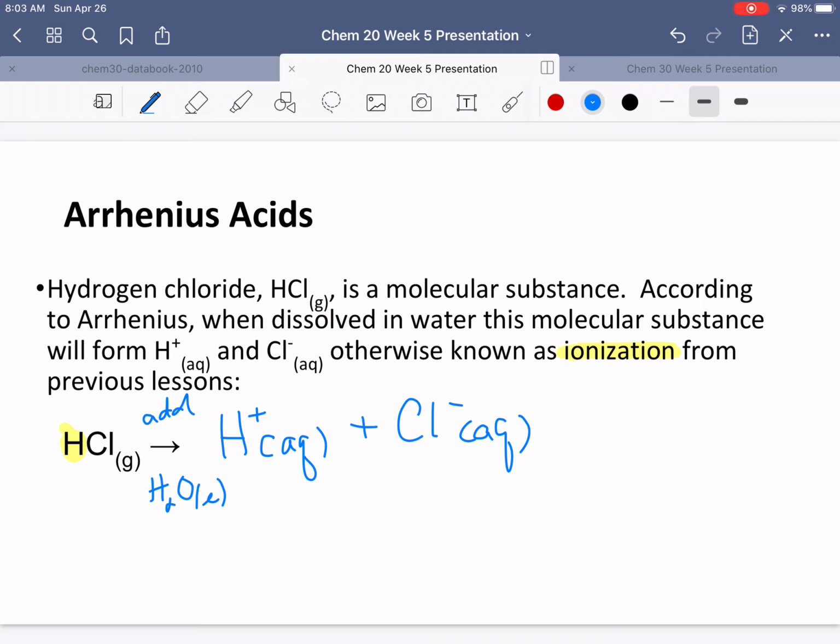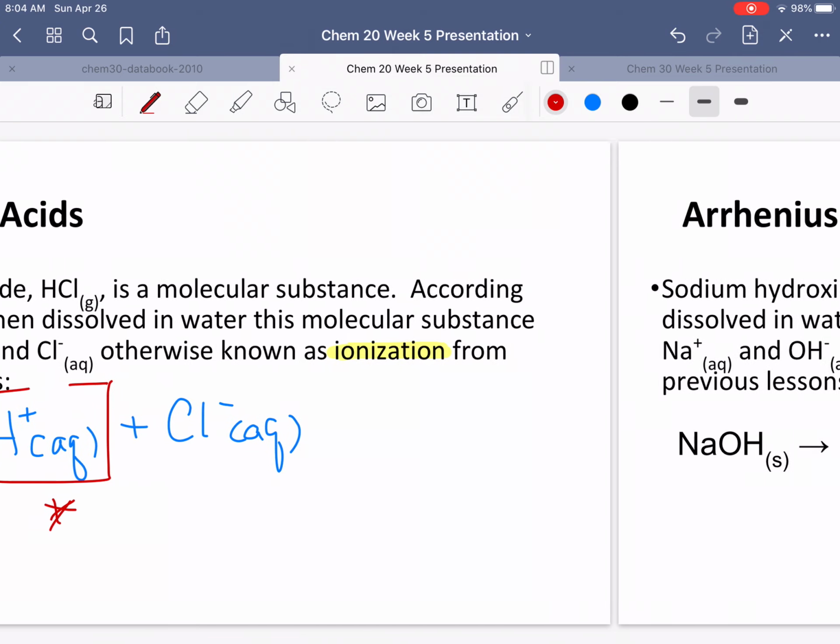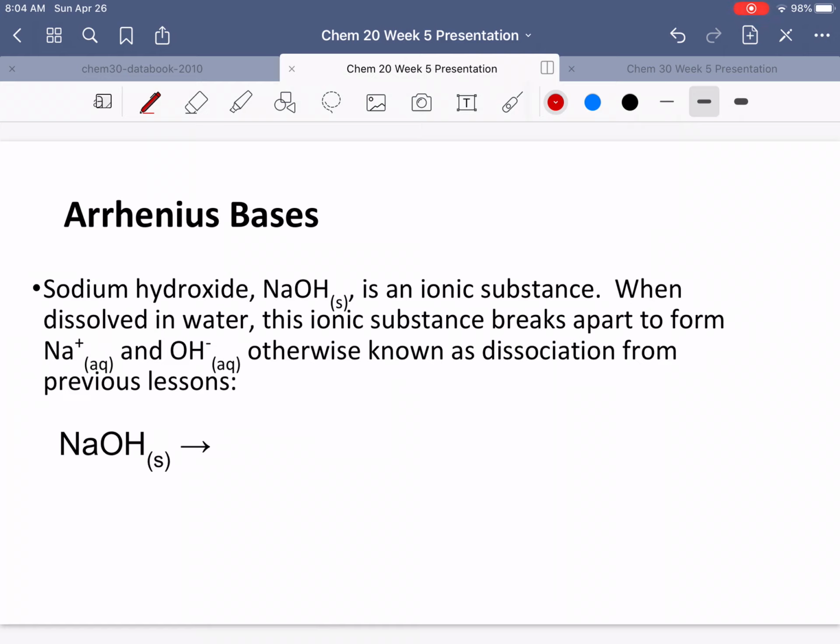This is ionization. Now, the most important aspect there, according to Arrhenius, was that H+ (aq), which gives an acid its acidic characteristics. Okay, now an Arrhenius base, on the other hand, when we look at this one, the key thing according to Arrhenius is you will see hydroxide in the formula.